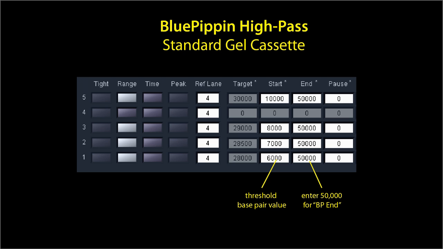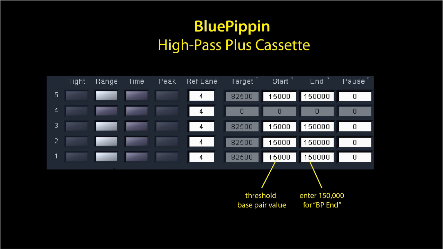High-pass collections are entered with range mode settings. Enter the threshold base pair value in the starting base pair field. Even though all remaining fragments will be collected, enter a 50,000 base pair value in the ending base pair field. For high pass plus cassettes, the value is 150,000 base pairs.